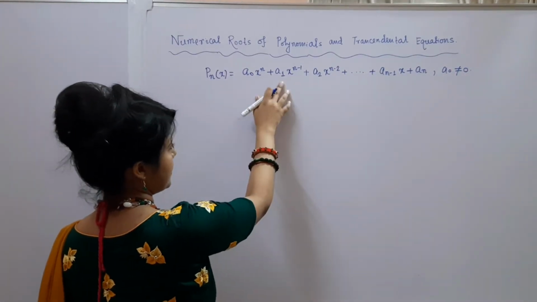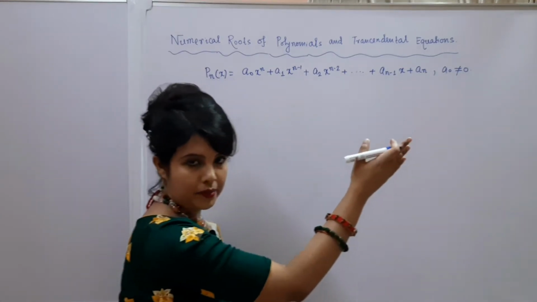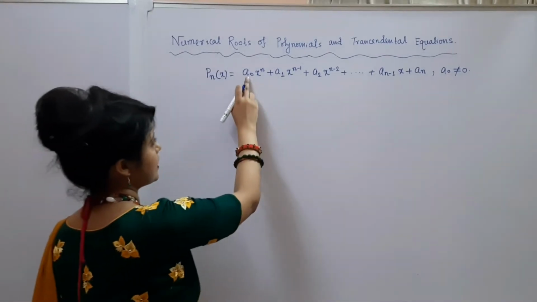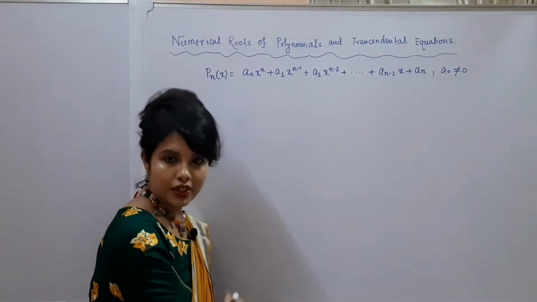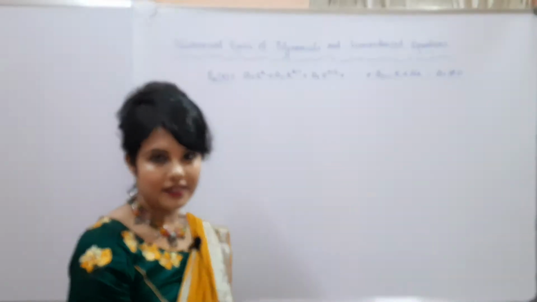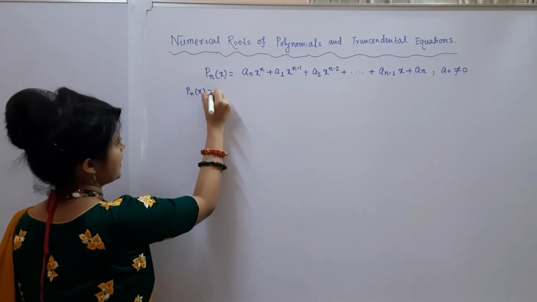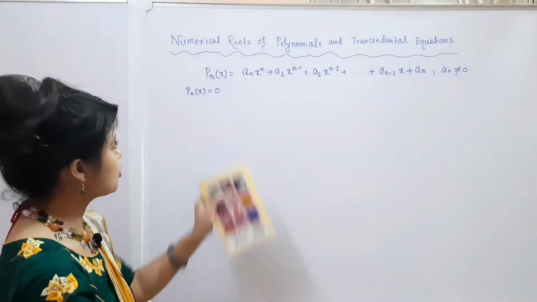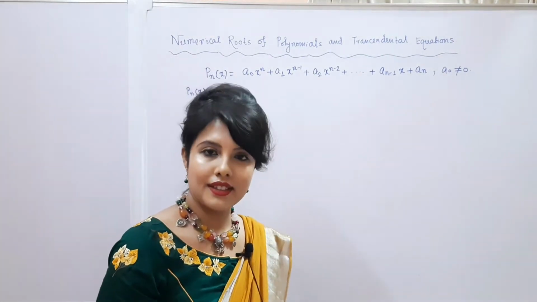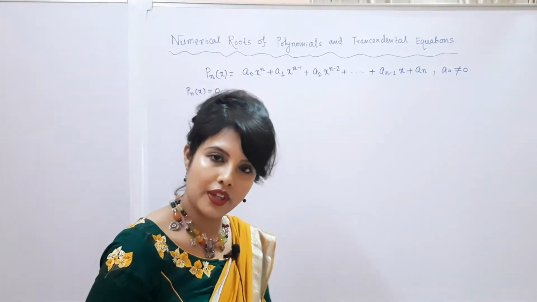They are the coefficients actually, okay, a0, a1, a2 up to a(n-1), an, they are all the coefficients, and the coefficient a0 should be not equal to 0. This shows that the degree of the polynomial is n. So if we consider it in equation form, Pn(x) = 0, this is an nth degree equation, and since it is an nth degree equation, it should have n roots, okay.